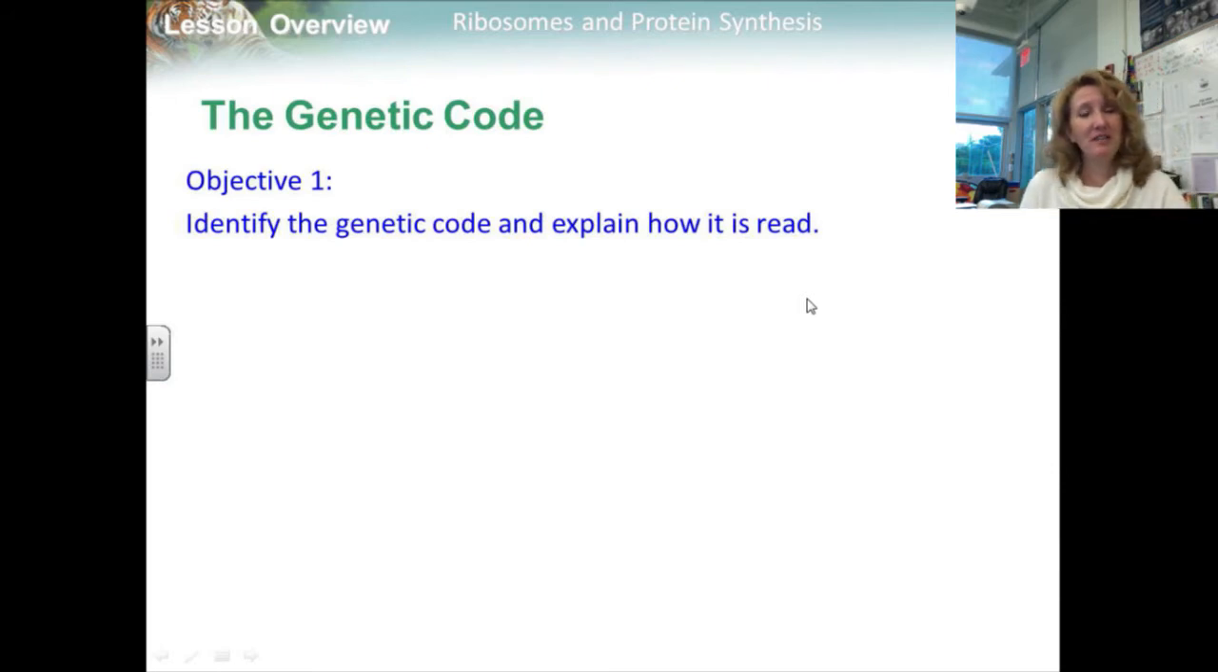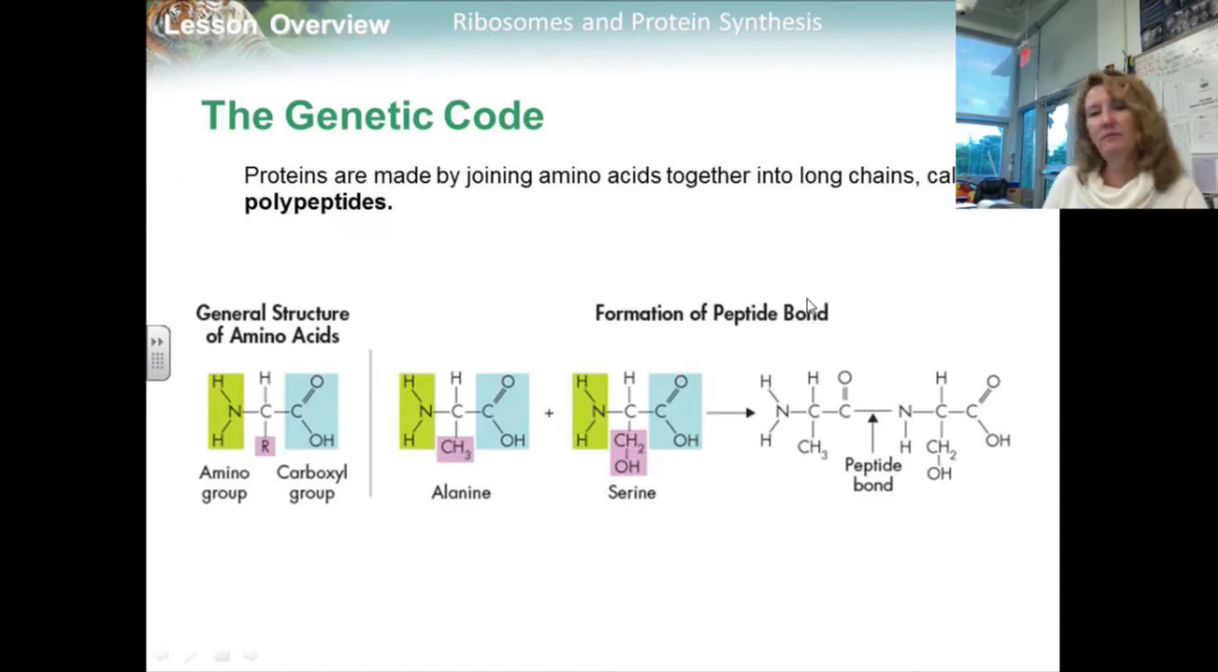Our objective 1 is to identify the genetic code and then explain how it is read. The first step in decoding genetic messages is to transcribe a nucleotide base sequence from DNA to RNA. This transcribed information contains a code for making proteins. Proteins are made by joining amino acids together into long chains called polypeptides, and as many as 20 different amino acids are commonly found in polypeptides.